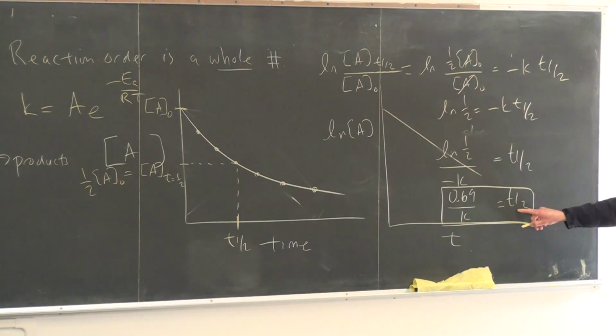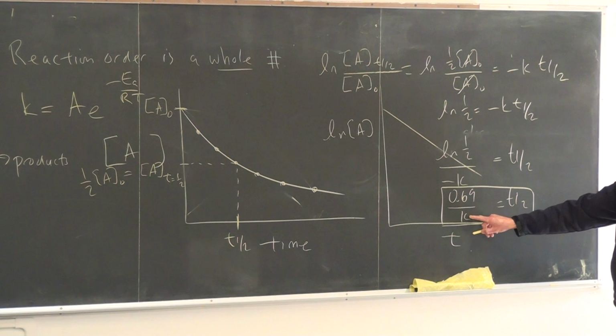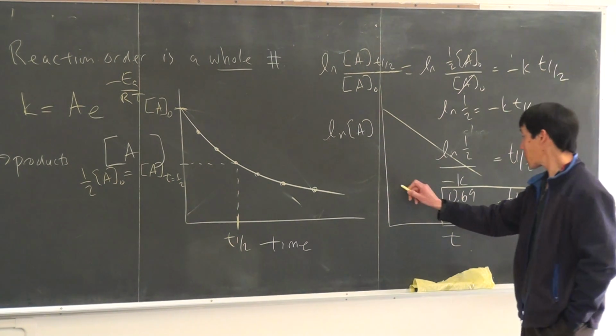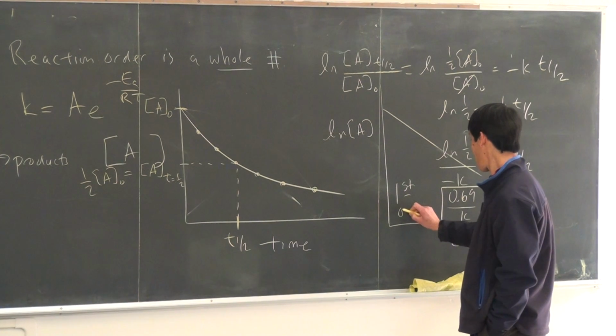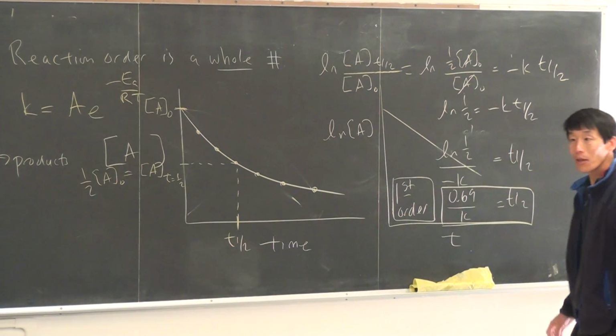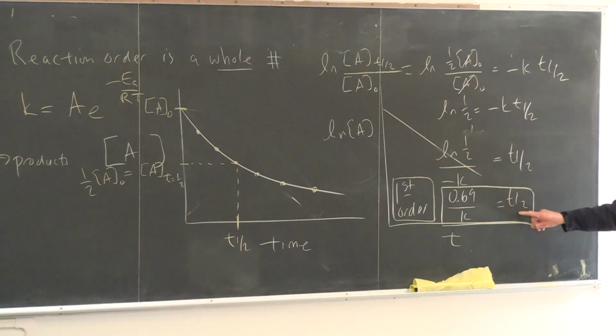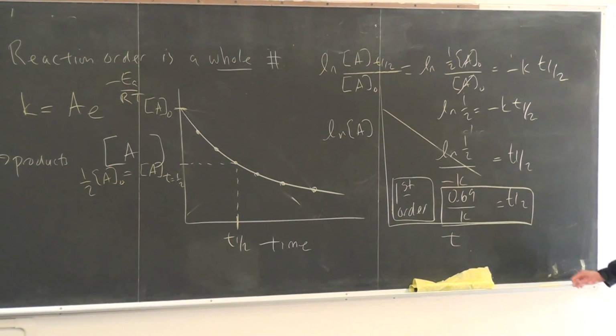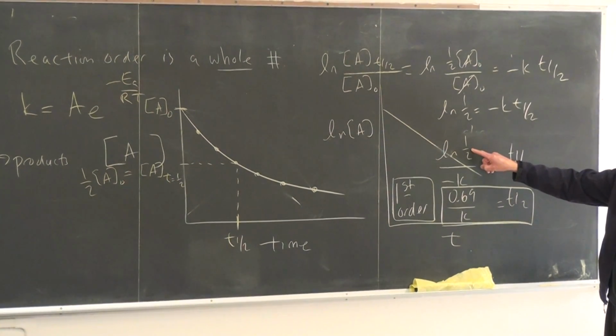Again, the half-life is equal to 0.69 divided by the rate constant K, and again, this is only for a first order reaction. You don't want to use this equation for a second order reaction or a 0th order reaction. This is first order only. It's 0.69 over K, because the natural log of 1 half is minus 0.69, so the negative K cancels the sign.